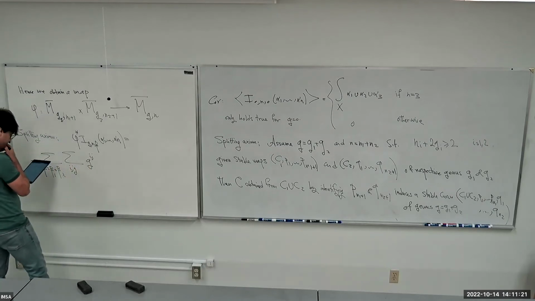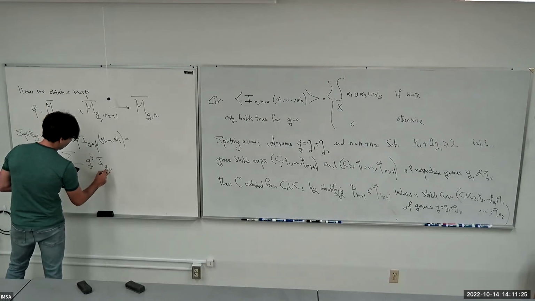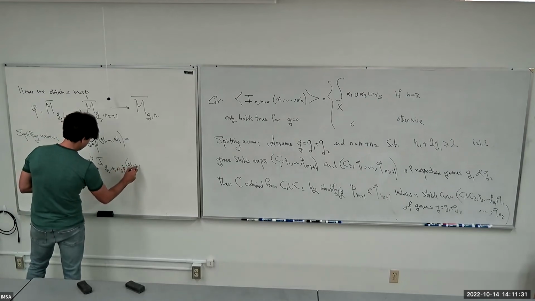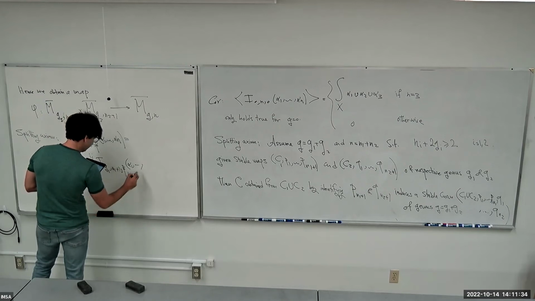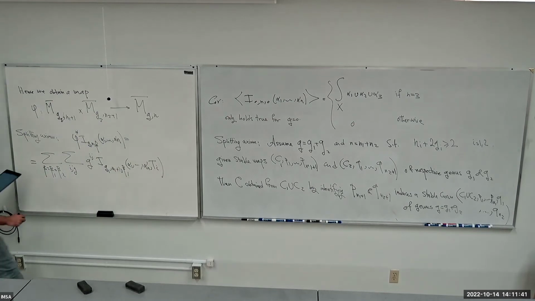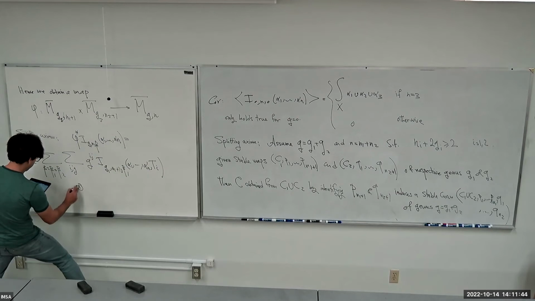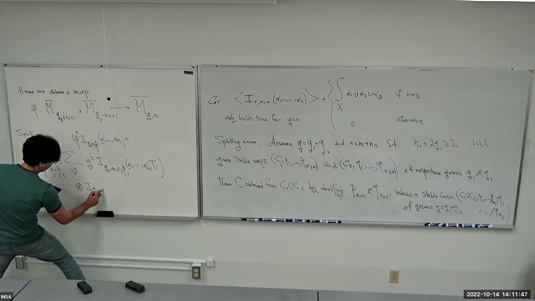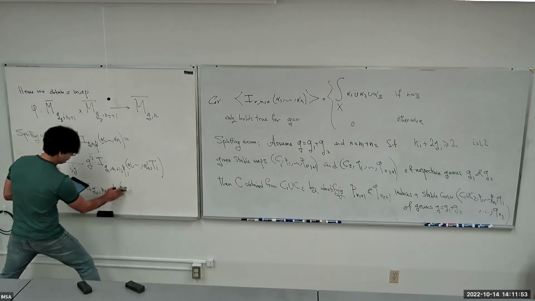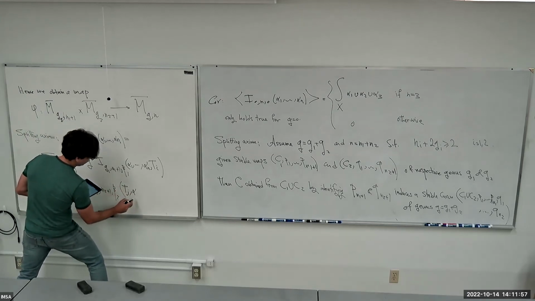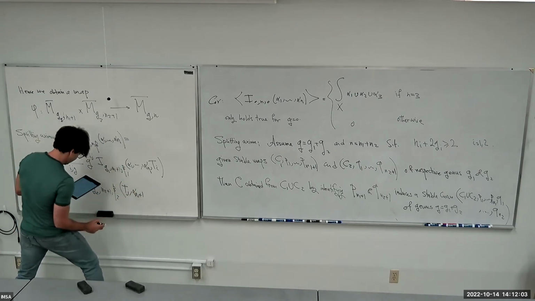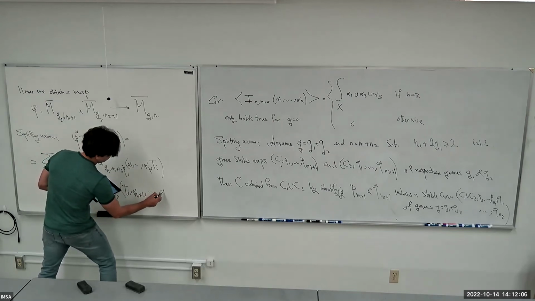Gij, I of G1, N1 plus 1, beta 1, alpha 1 to alpha n1 and ti, tensor with I of g2, n2 plus 1, beta 2, alpha n1 plus 1 to alpha n, and tj.